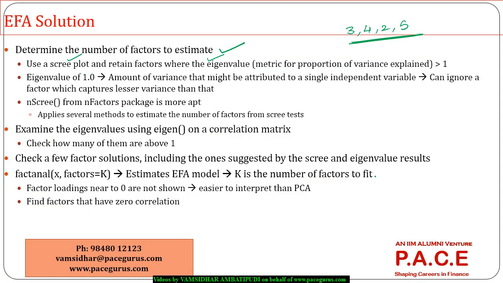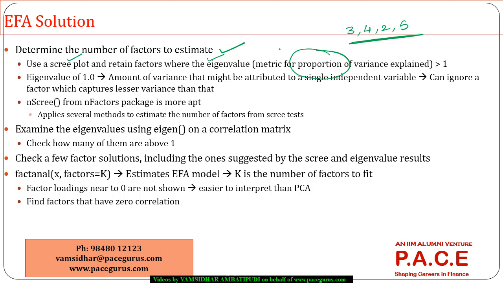So I can look at those factors where the eigenvalue is greater than 1, and just as an understanding here, the eigenvalue is nothing but a metric for the proportion of the variance that is explained. Right? Take a correlation matrix and you can use the eigen function.